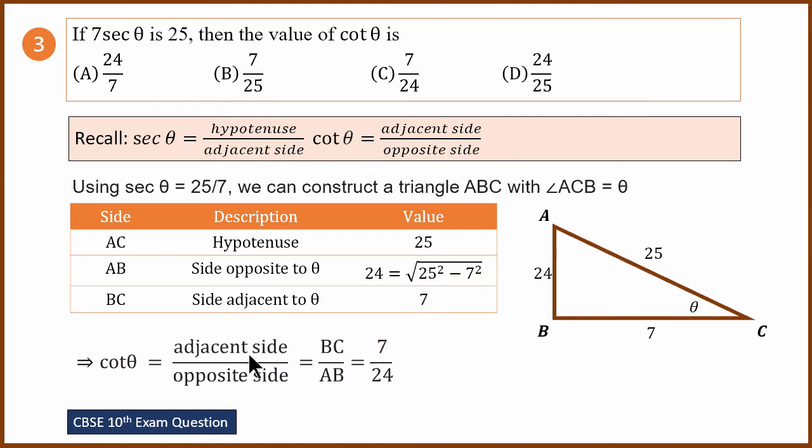Cot theta is adjacent side by opposite side. Adjacent side is 7. Opposite side is 24. Answer is 7 by 24.